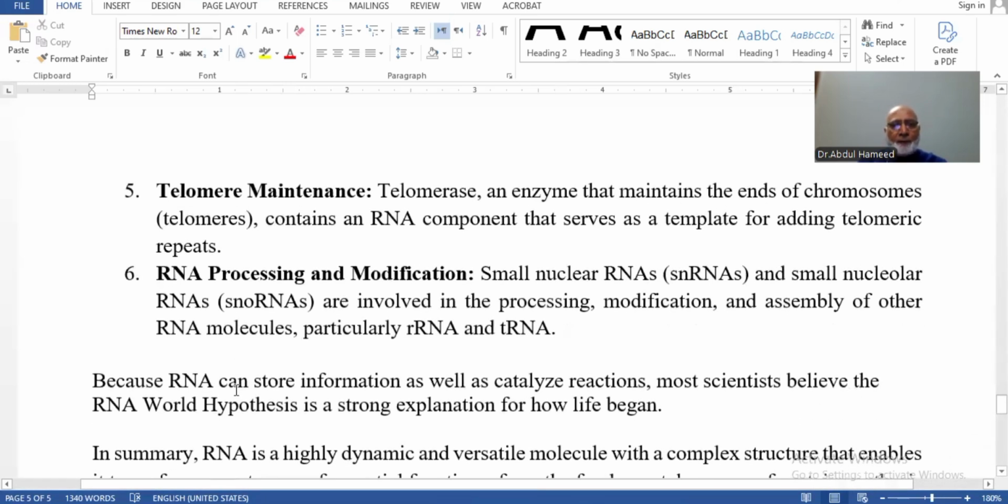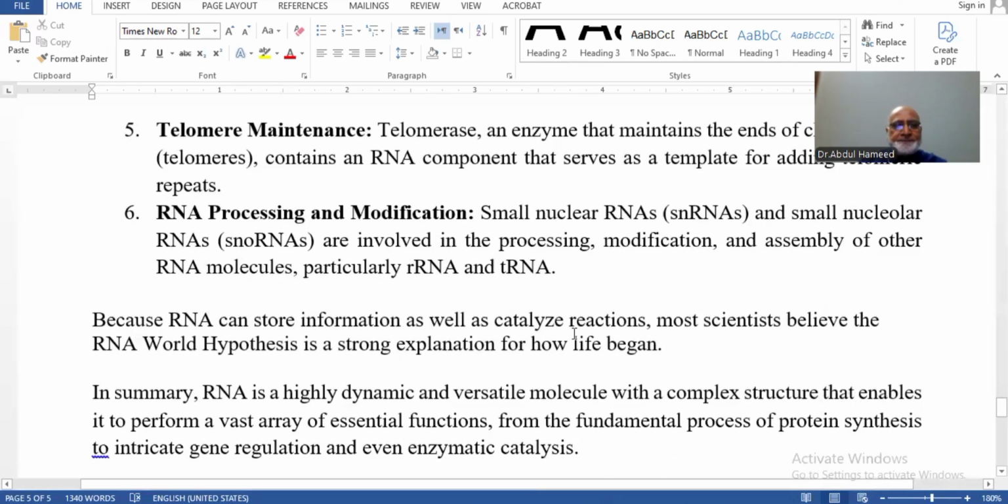RNA processing and modification: small nuclear RNAs, snRNAs, and small nucleolar RNAs, snoRNAs, are involved in processing, modification, and assembly of other RNA molecules, particularly ribosomal and transfer RNA. So different RNAs can also control the synthesis and modification of transfer and ribosomal RNA, and they are important because they play an important role in the modification of these major RNAs taking part in protein synthesis.